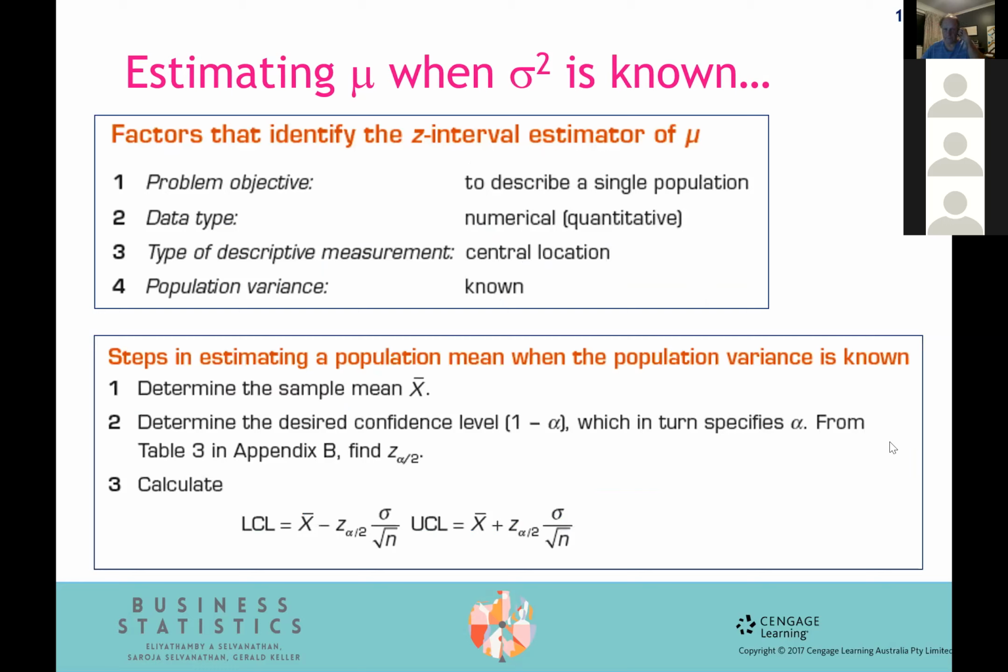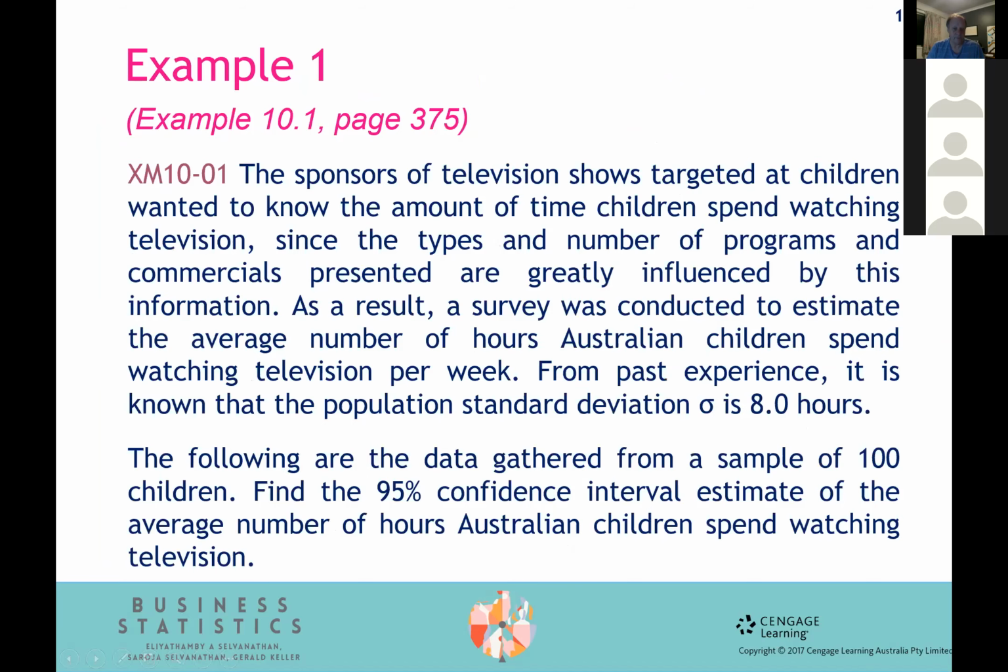Okay, one thing you need to know is that if the population variance is known, you use the normal distribution. But as I pointed out to you, the population variance is seldom known. So we don't have to worry too much about this one. Okay. I'm not going to do this example.